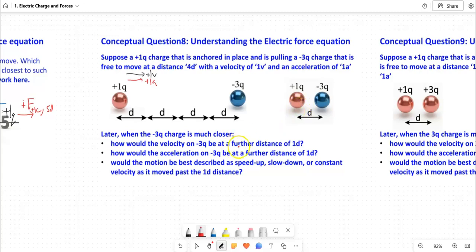Pause the video now. Well, these two objects would have an equal and opposite force on each other.